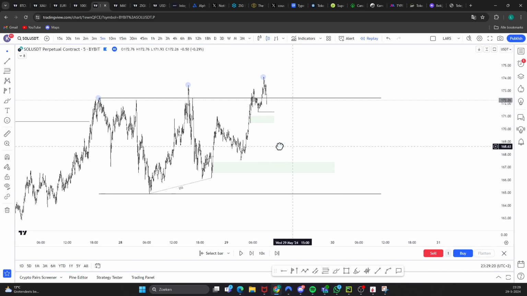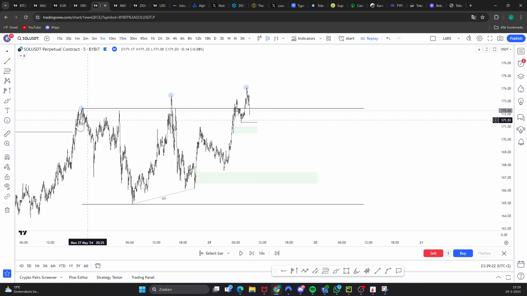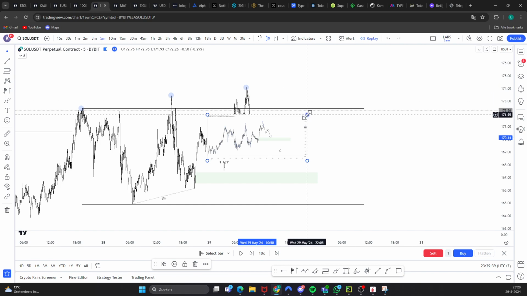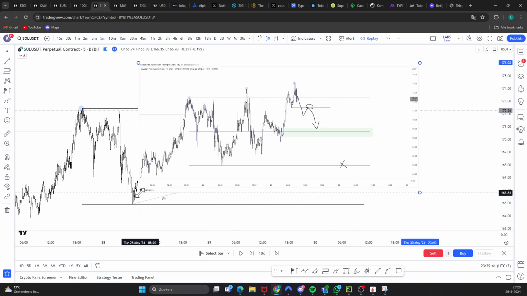So the trade I took was on Solana. It was a Model 1 distribution, and I actually posted it in my Discord before it actually played out. Let me just copy and paste the image to show you guys. Boom. This is what I posted.